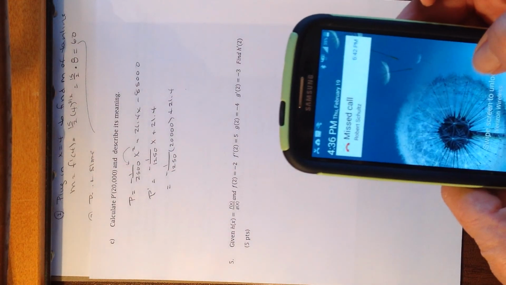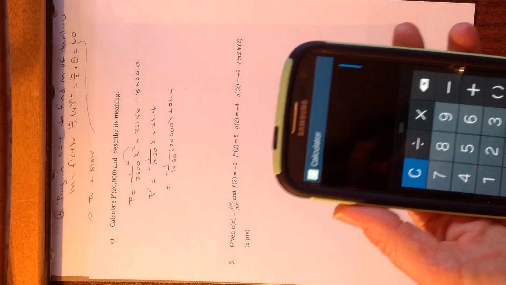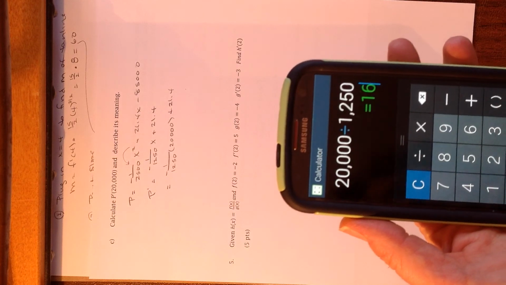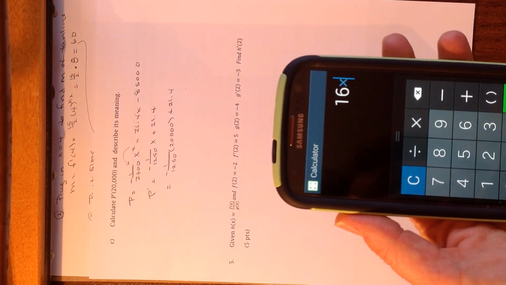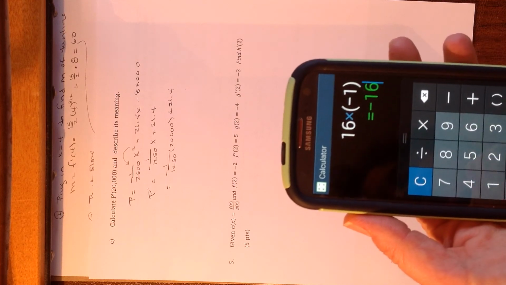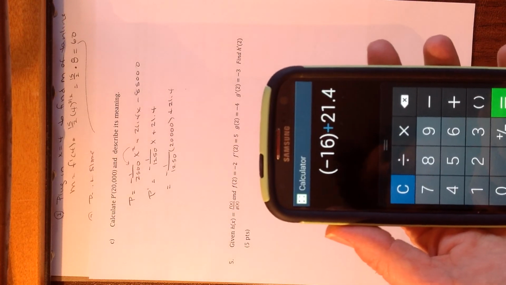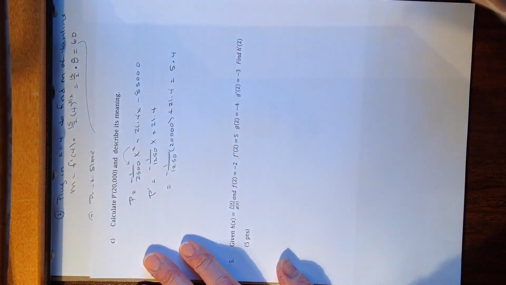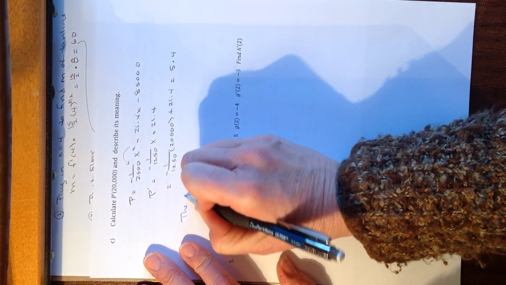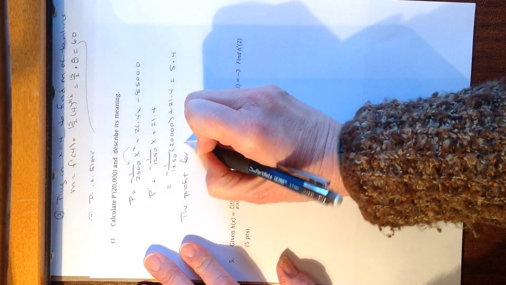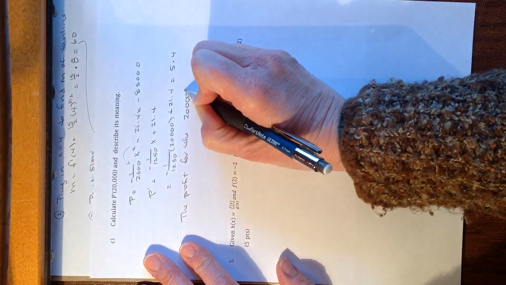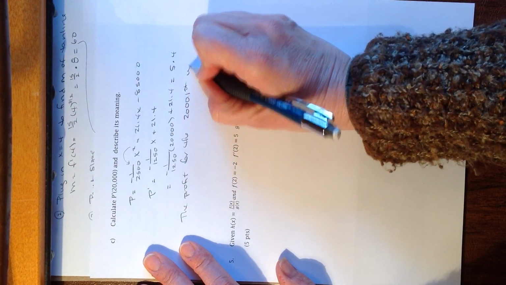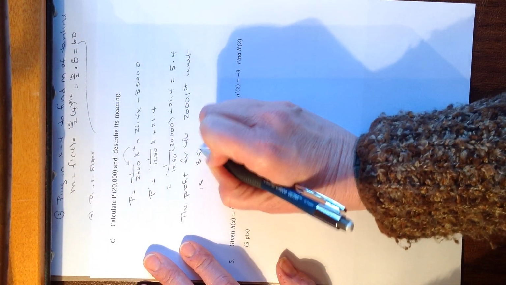So I have 20,000 divided by 1250, and that's negative. So I'll multiply by negative 1 to make it negative 16. And then I add on 21.4 and end up with 5.4. What does that mean? The profit for the 20,000 first, the next unit that I'm going to make, is $5.40.